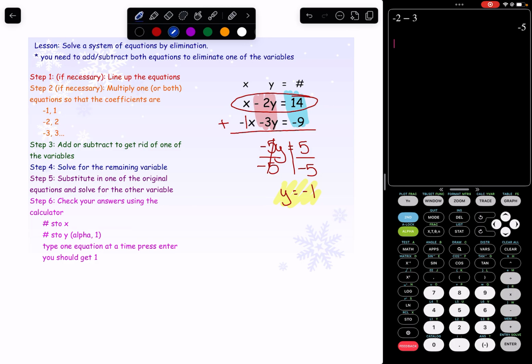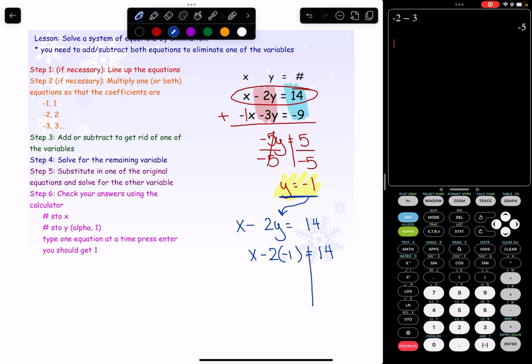So here I have x minus 2y equals 14. Remember, we solved for y. We found out that y equals -1. So I'm going to substitute into y. I have to be very careful that I substitute correctly. x minus 2, parentheses. We always use parentheses to substitute. -1 equals 14. And now I can just solve for x. Put the line.